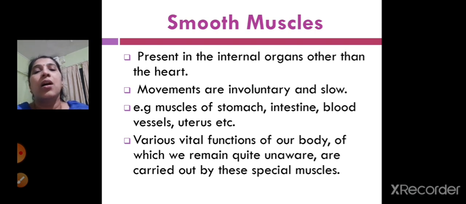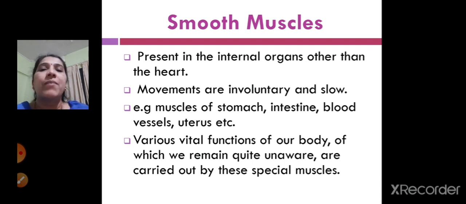What are voluntary muscles? The muscles which require our permission, that is, which depend upon our will, are called voluntary muscles, like the muscles of the arms and legs. Then what are involuntary muscles? Muscles which do not require our permission. They work naturally in our body, so those are called involuntary muscles, like your heartbeat, blood circulation, breathing, all these things.